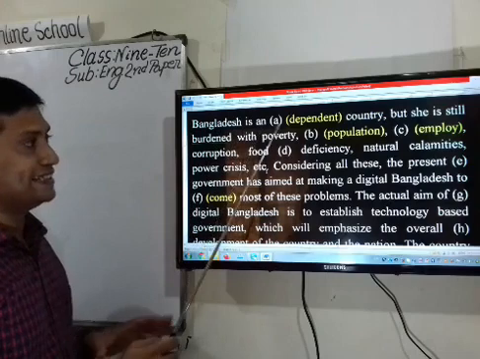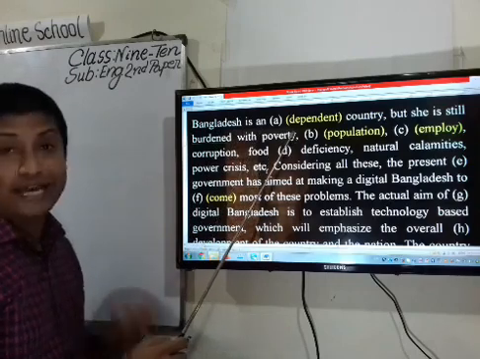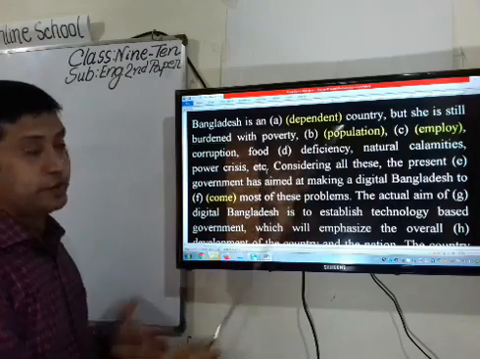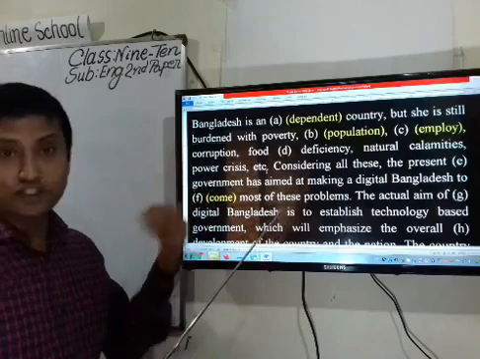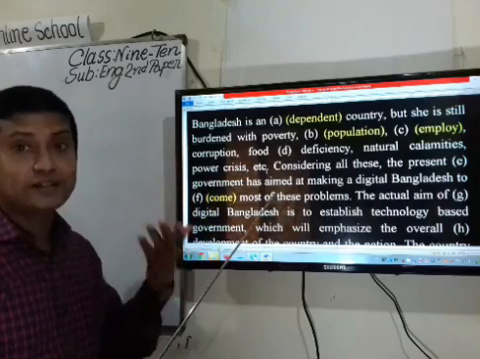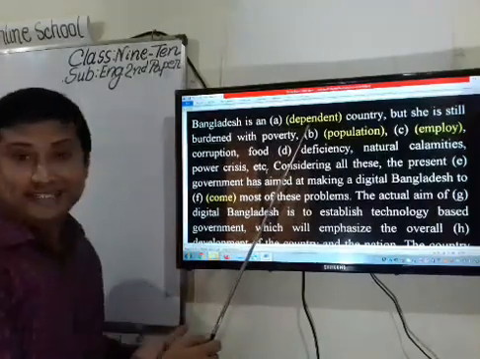Bangladesh is an dash country. First try yourself, then I will help you. Bangladesh is an dash country, a free country. What type of word do you need here? An antonym word. Free country, so you need the opposite of dependent. It will be an independent country.